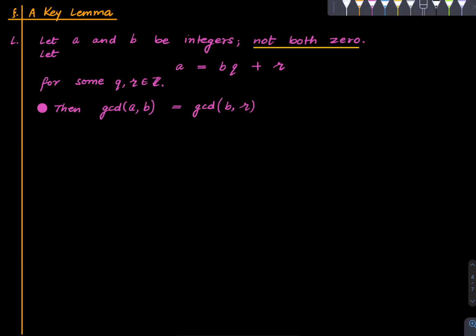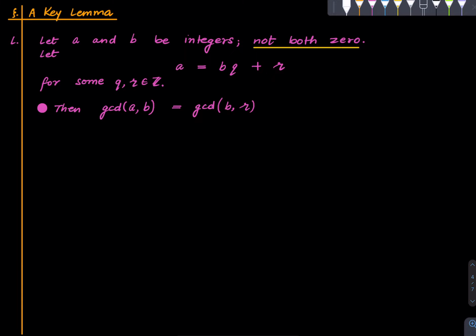So how is this useful? Suppose you wanted to find GCD of a comma b, then you apply division with the remainder. Then what you will see is that the size of r is less than the size of b, and hence you've sort of reduced your computation space, and that is how this is useful. But anyway, right now we don't care about any division with the remainder thing or anything. We'll just prove it separately.